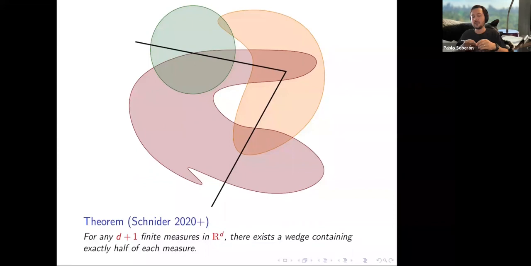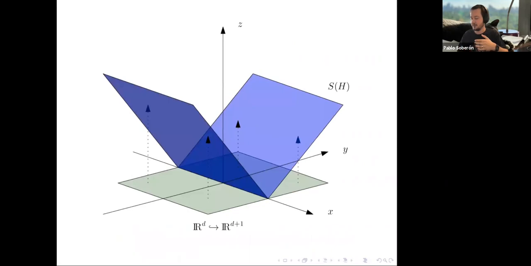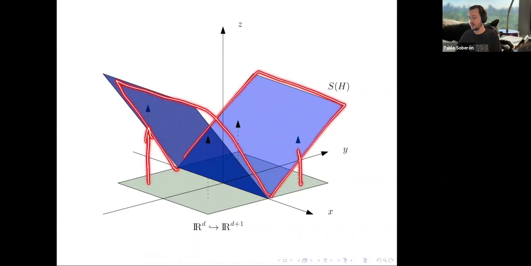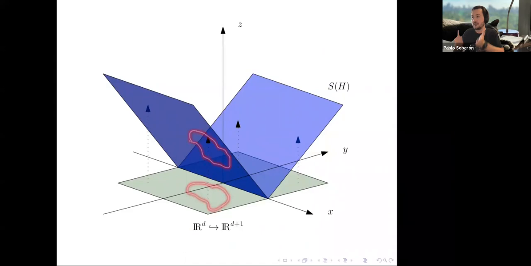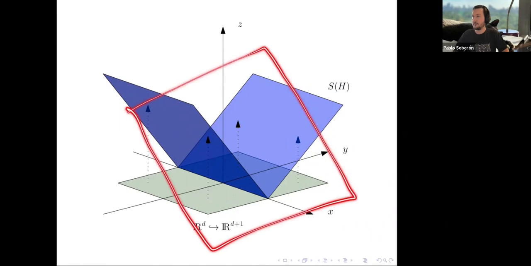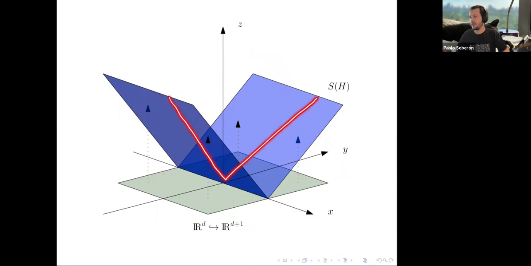They both have to do some work to parameterize the space of wedges with a sphere and use the Borsuk-Ulam theorem. Here is a very different proof. You take R^d and you lift it to R^(d+1) with a wedge shape like this. So you take a hyperplane in R^d, and then you make a shape like this. Everything here, you're lifting to this higher dimensional space, and whatever measure you have here, we lift it to this higher dimensional space. So we have d plus one measures in a d plus one space, and we just find a ham sandwich cut of those. If I look at a ham sandwich cut here, it's going to cut this blue shape into something that projects down to a wedge. And that's basically a proof.